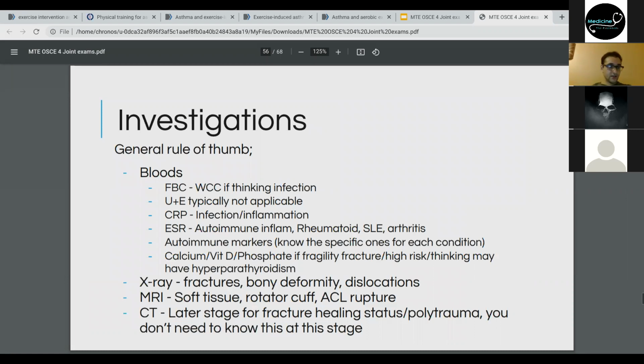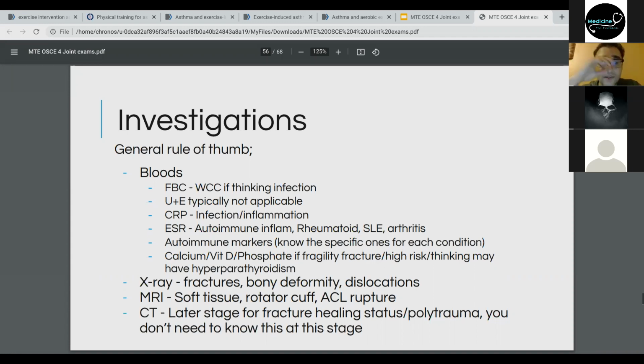And that concludes the hand exam. So I'm just going to go through examinations in general. For joint exams, it's fairly rare that you will need bloods. And remember, anytime you mention bloods, you need to ask for the specific ones that you want. You can't just ask for blood tests.